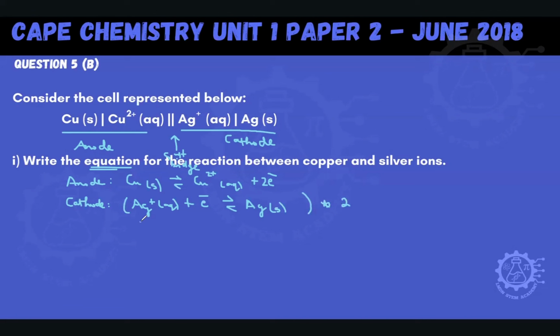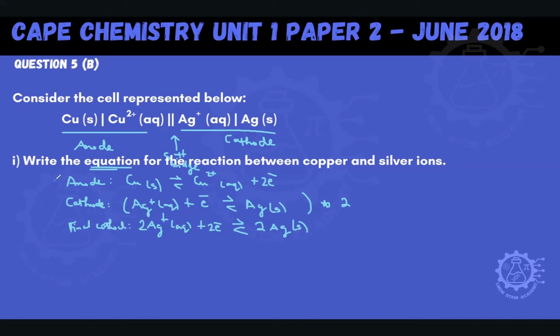That way we end up with 2 moles of Ag+ ions in the aqueous phase plus the 2 electrons it's gaining from the anode, and then 2 moles of Ag solid. So I multiply through everything by the 2 to get this. This is my final representation of what's happening at the cathode once I've balanced my charges.